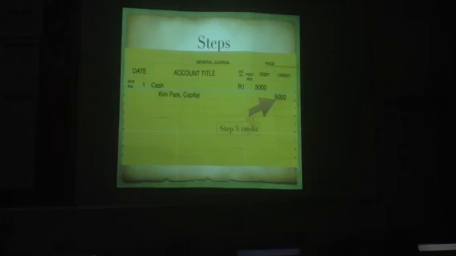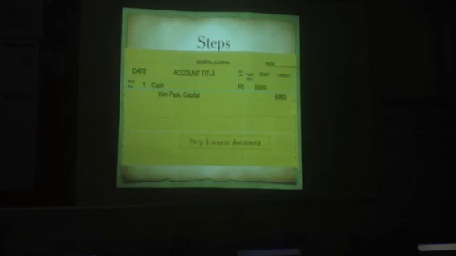Step 4. Source document. That's what you put in that document number. Source document is where did you find out that Kim Park invested $5,000 into the company. And it tells me here that it's a receipt number 1, R1. So you kind of abbreviate that number. We'll get into that in a little bit.